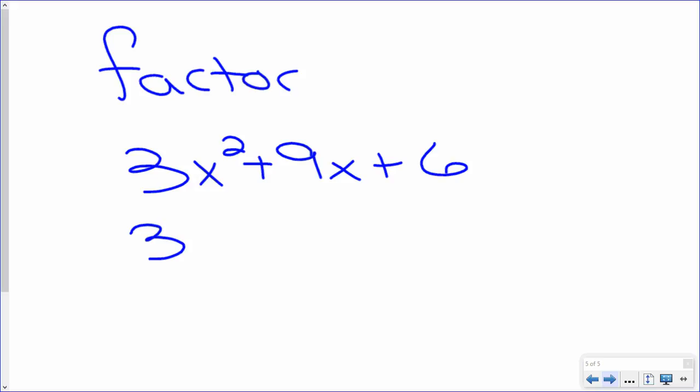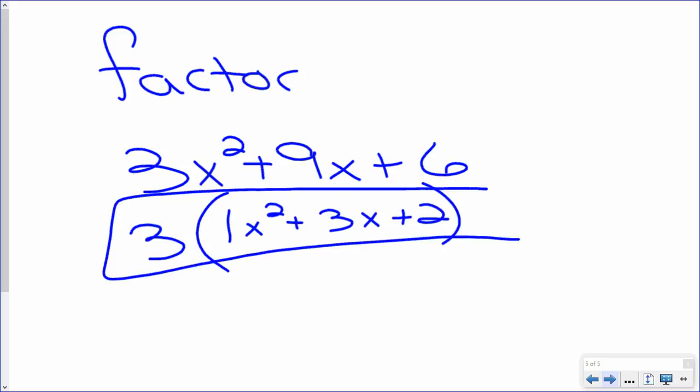Now, letter-wise, okay, I got x squared, I got x, and I got nothing. Because there's nothing on this last one, there isn't a letter to take out of each one, so we put parentheses. And then, so we divide out. 3 divided by 3 is 1. We still have an x squared left because we didn't take out an x. We couldn't. 9 divided by 3 is 3. We're leaving the x there. 6 divided by 3 is 2. And this would be the final answer.